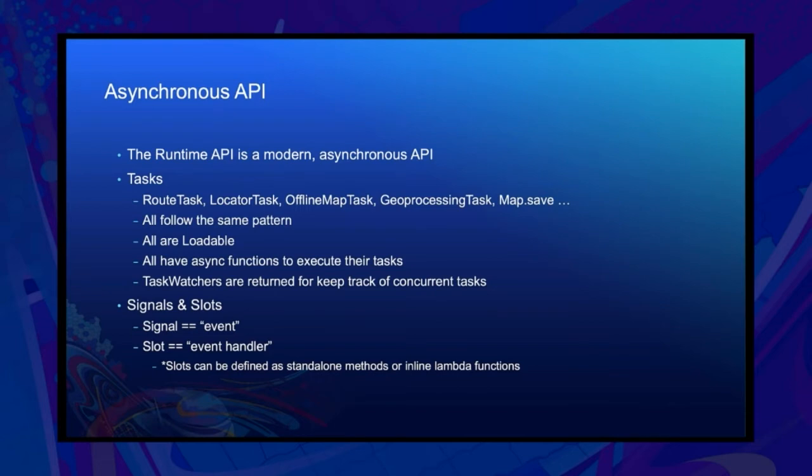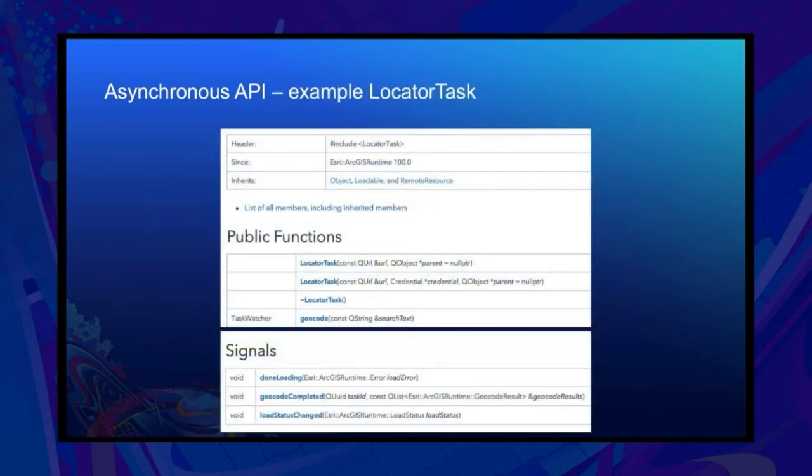In Qt, asynchronous programming is handled through signals and slots. Signals are equivalent to an event. A slot is equivalent to an event handler. Slots can either be defined as standalone methods or they can be inline Lambda functions. So it depends. If you just want to define an anonymous function on the fly, Lambda is great. If you're going to have a slot that's going to be called from multiple different places, it would make sense to set that up as a standalone method.